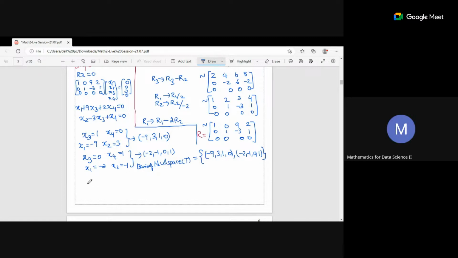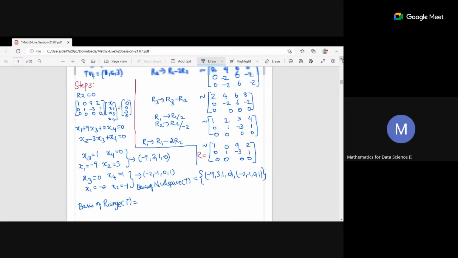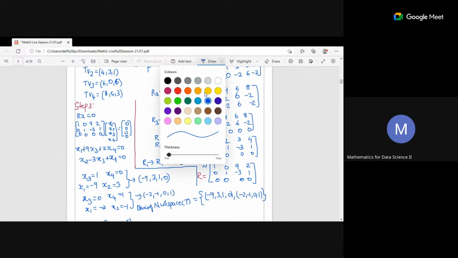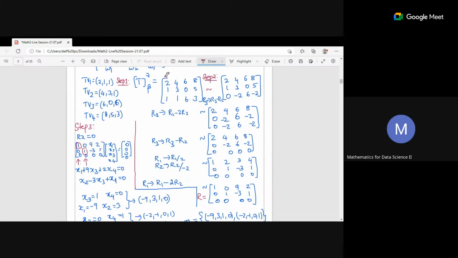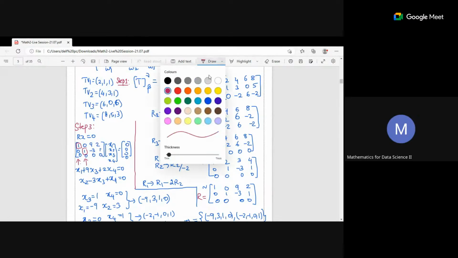Next, what is your basis for the range space? How do you find it? For the basis of the range space, you look at what are the pivot elements. Can you tell what are the pivot elements? So you have one pivot element here and another pivot element. So in which column do you have the pivot elements? First and second. So you take the first and second column as your basis for the range space.